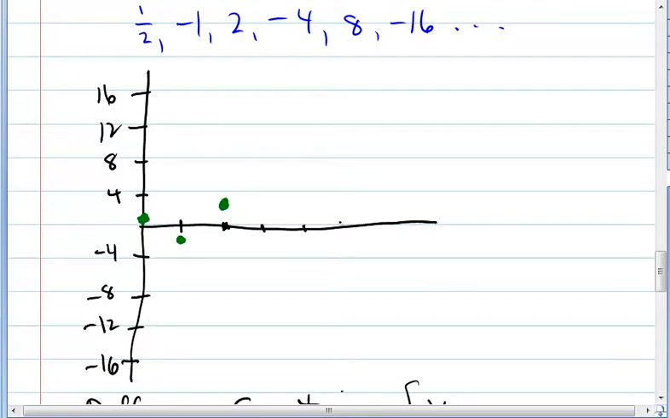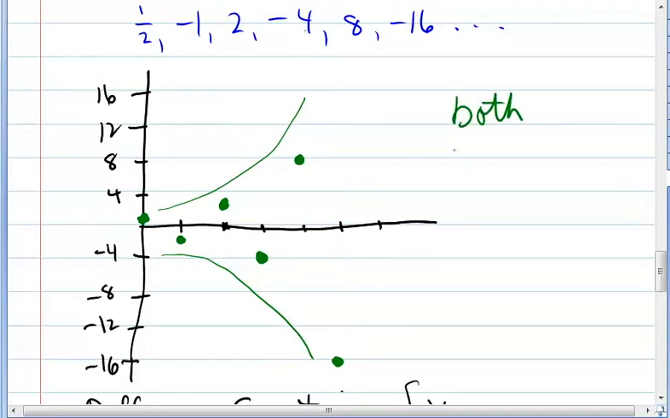And put these in here. y3 is negative 4. y4 is 8. y5 is negative 16. So what we see here are kind of two different things happening. There's this shape up here which is curving up, and this one which is curving down. The dots are alternating. This does both. It increases and decreases. Half of it increases, half of it decreases. So this is the alternating or oscillating sequence.